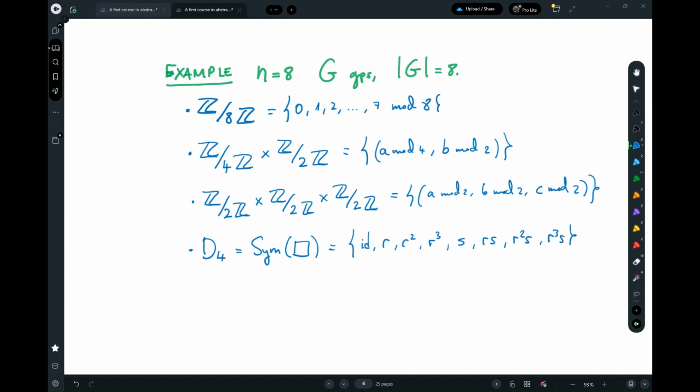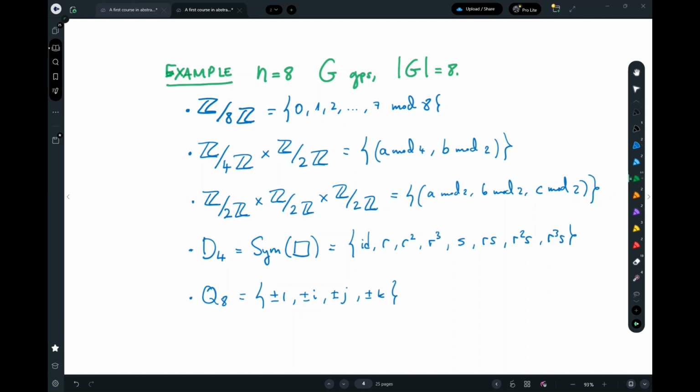And more recently, we also saw the quaternions. Hamilton's quaternions also has exactly 8 elements, plus minus i, plus minus j, plus minus k. So these are 5 groups of order 8.